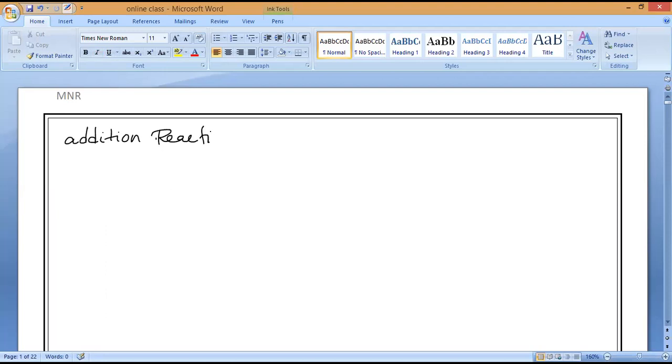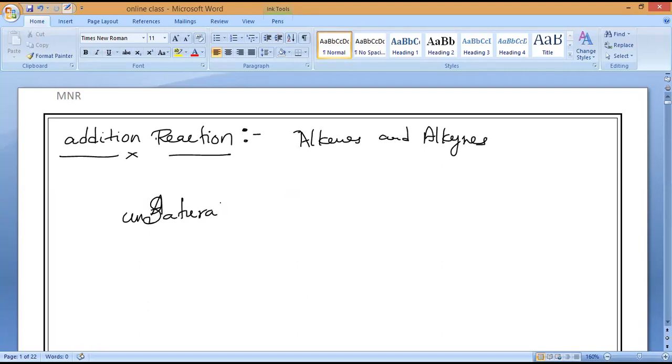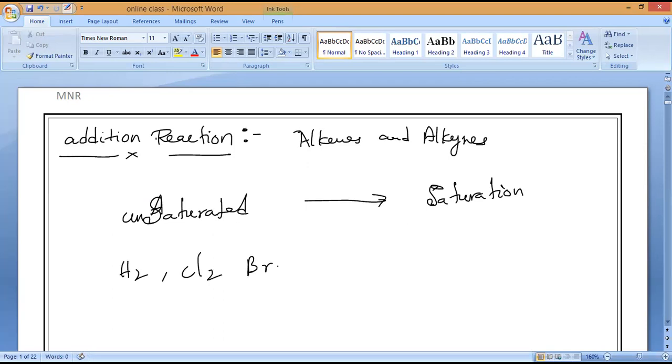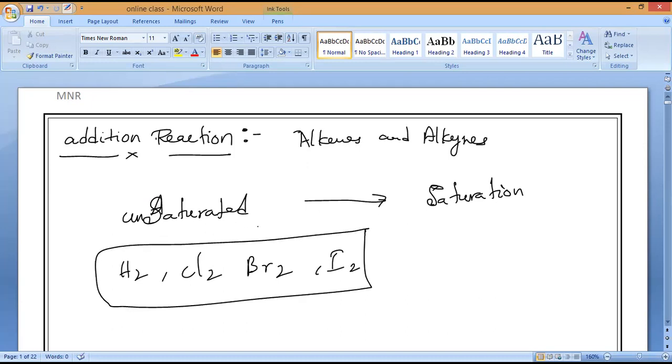So, substitution reaction means only alkanes will show. Addition reactions mean both alkenes and as well as who will show, guys? All kinds. So converting alkenes or alkynes, unsaturated hydrocarbons, into saturated hydrocarbons by adding some kind of elements like hydrogen, chlorine, bromine, iodine. All these things we can add and we can convert unsaturated hydrocarbons into saturated hydrocarbons. That is what we call an addition reaction.